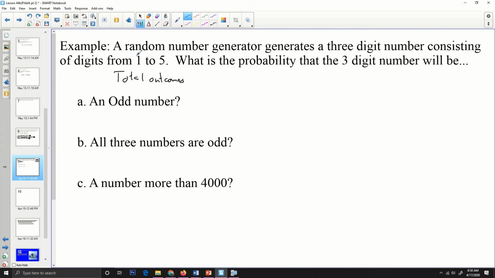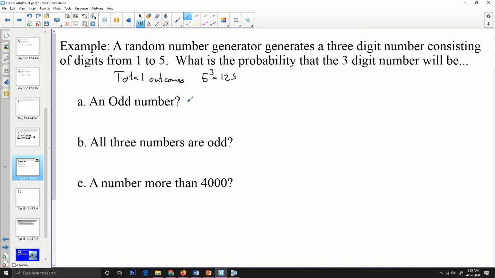If our 3-digit number can only have 1 through 5, so 1, 2, 3, 4, 5 is 5 digits, so the total outcomes are going to be 5 to the third, which is 125.